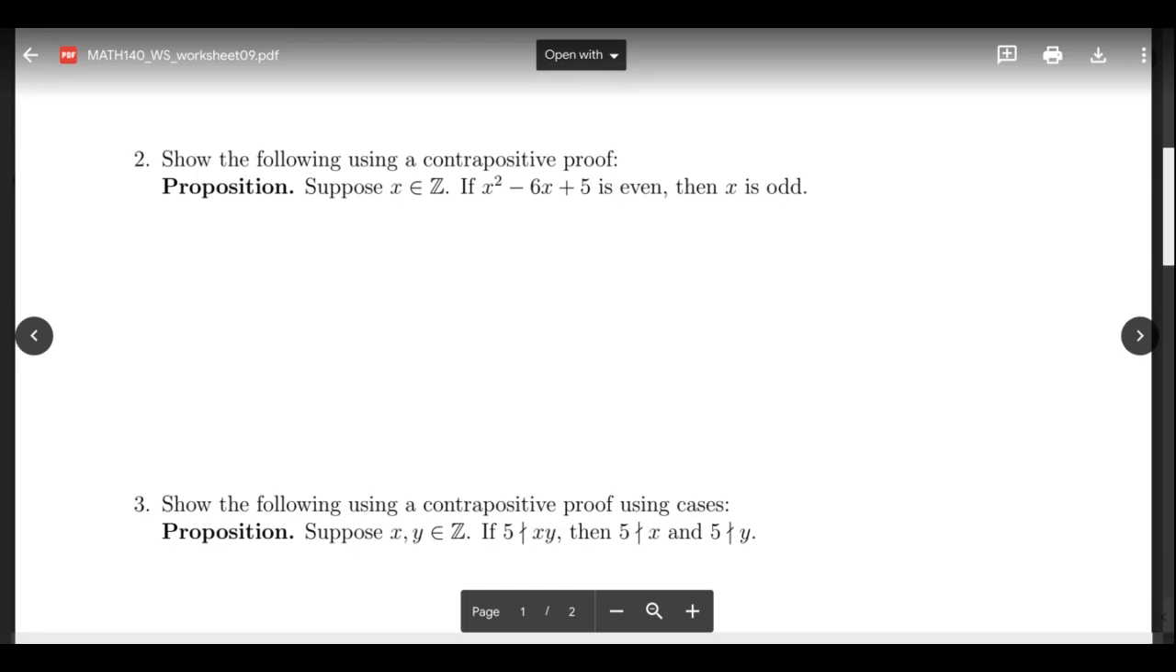Right. Your closing statement is to show, in the end, that you start with x squared minus 6x plus 5 equals 2a squared, and so on. You do the calculation. In the end, you write down that it equals 2b plus 1, where b equals the expression inside the parentheses. For the opening statement, you just want to assume x is even, and then x equals 2a, because if you assume x is even, that means x can be written as 2a, where a is an integer. Okay, thank you. You're welcome.